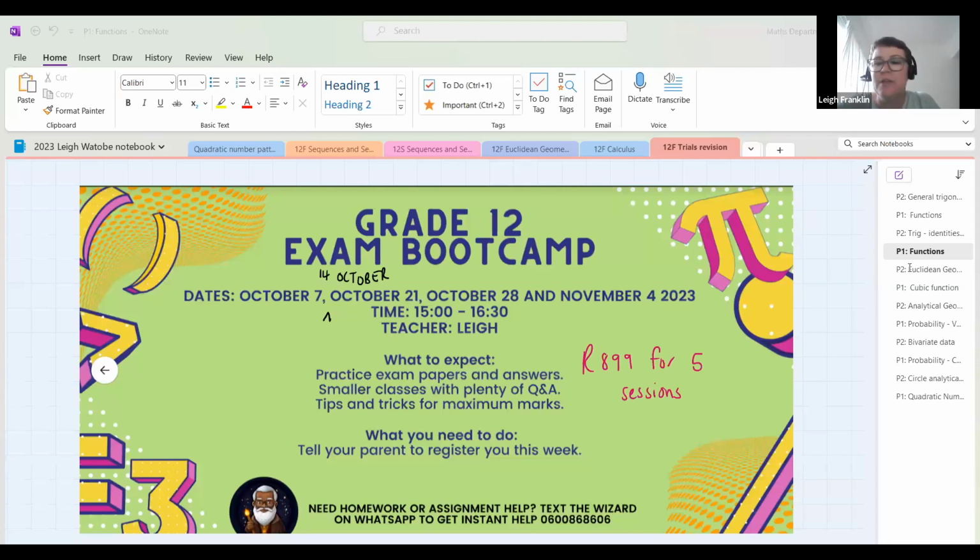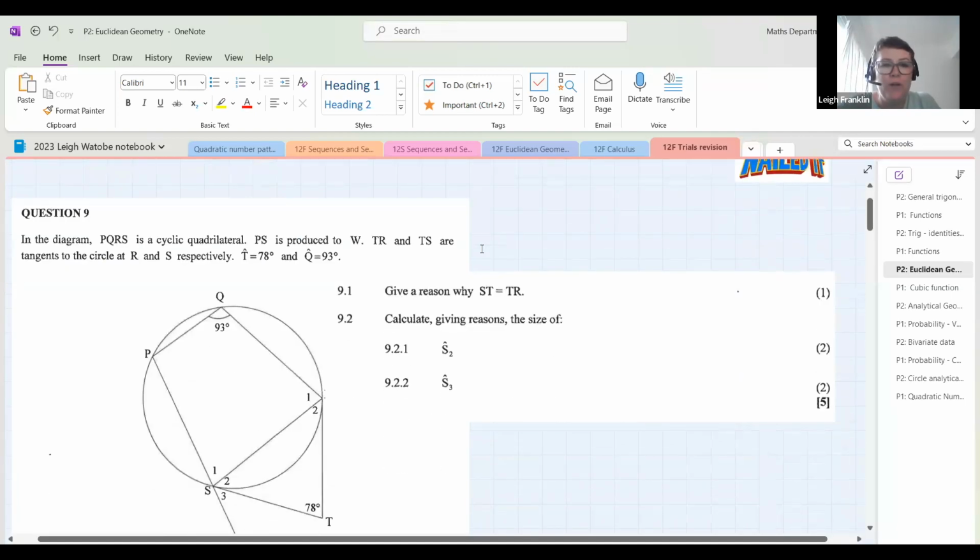I'm going to do some Euclidean geometry with you guys. All right. So the first question we're going to have a look at is this one over here. Just a reminder, when you are doing Euclidean geometry, it is so important for you to read the information that comes with the diagram first. Sometimes they put all the information onto the diagram and sometimes they don't. So if you don't read the information, you're not going to know what's going on.